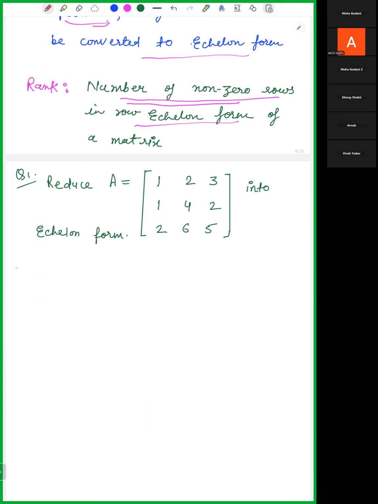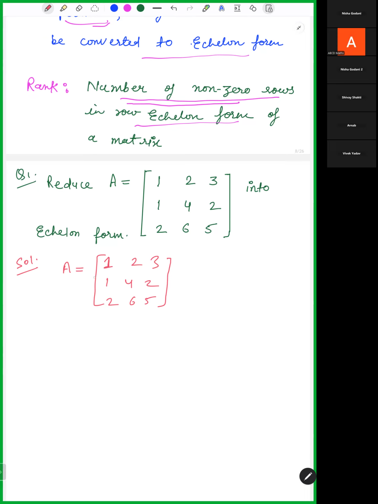So how to do that? You are given the matrix 1 2 3, 1 4 2, 2 6 5. So what to do? In the first row you have the non-zero element 1. So that's fine. So what will we do?